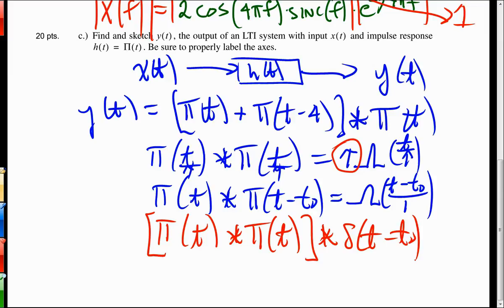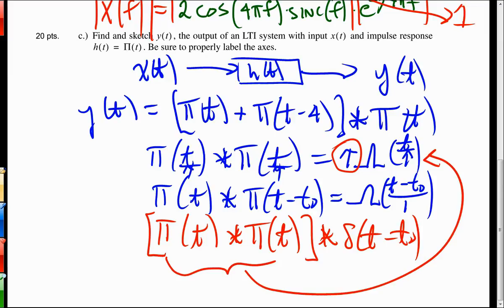I could say that piece in the square brackets follows from the first step, and then I could just take that triangle and convolve it with the delta function and shift it over. Does that sound good? I'm just trying to show you sort of forwards, backwards, sideways, all the different angles that you can look at it from.